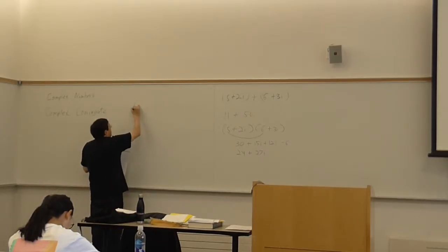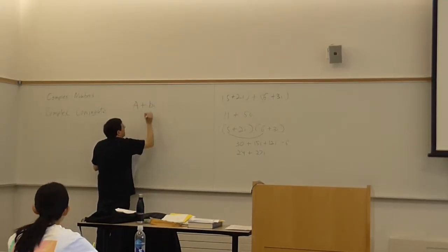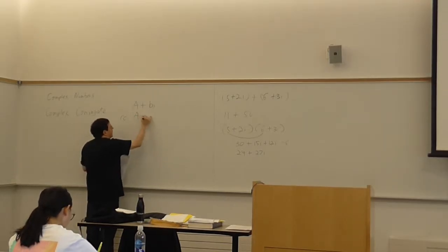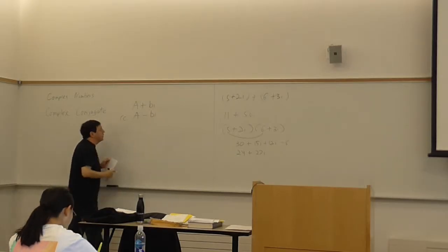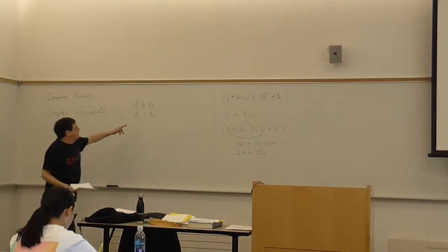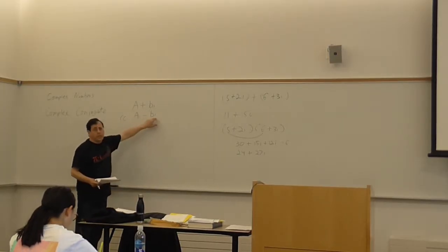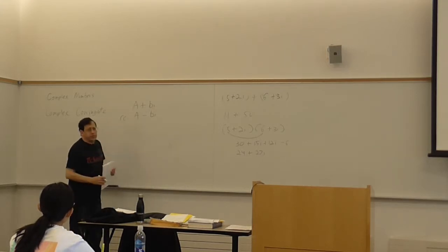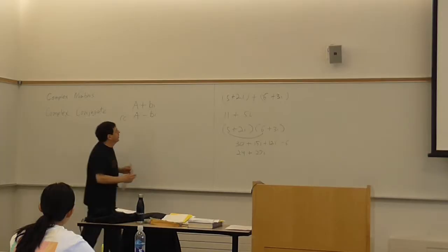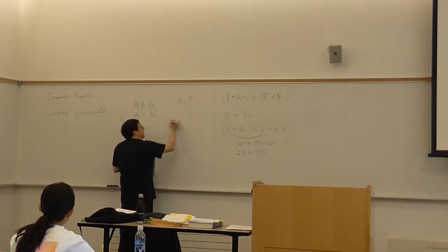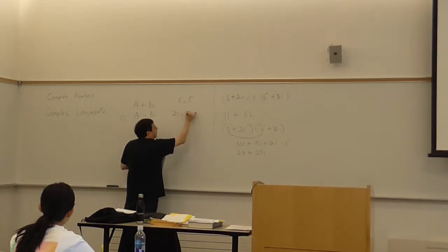We have a complex number, a plus bi, and the complex conjugate is just a minus bi. All you do to find a complex conjugate is reverse the sign on the imaginary part. That works just as well if you've got a pure real number, or a pure imaginary. The complex conjugate of 5 is 5. The complex conjugate of 2i is minus 2i.